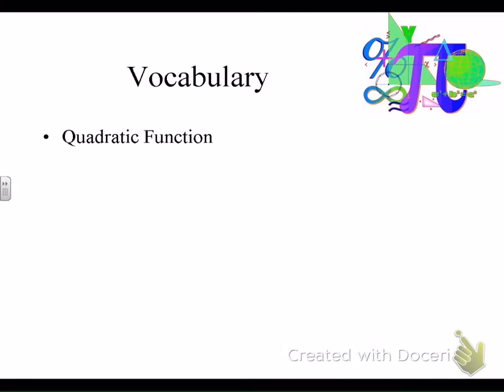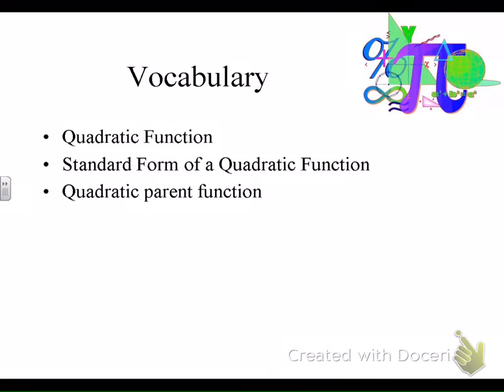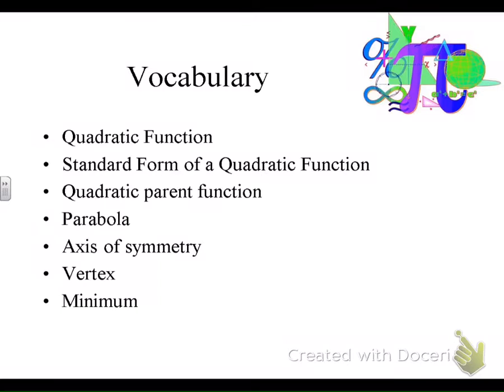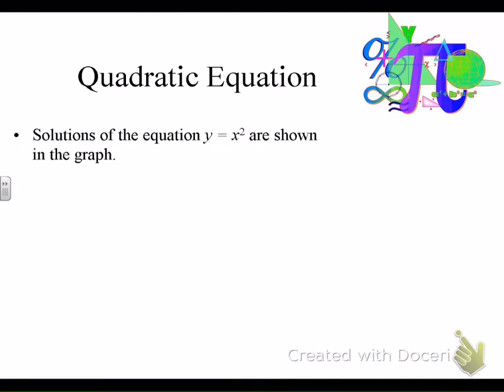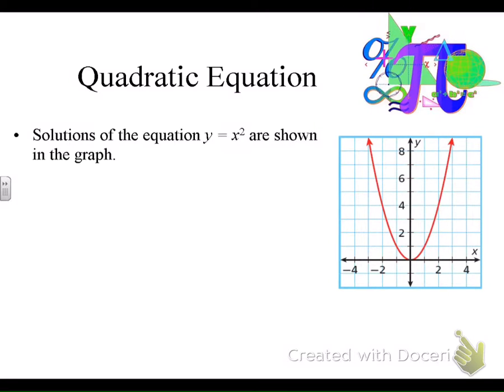So some important vocabulary that you will come across in this chapter, and some of this you're already familiar with: the quadratic function, standard form of the quadratic function, the quadratic parent function, parabolas, the axis of symmetry, vertex, minimum, and the maximum. We've talked about most of those. But by the end of this lesson, you should know what all of those words mean without hesitation.